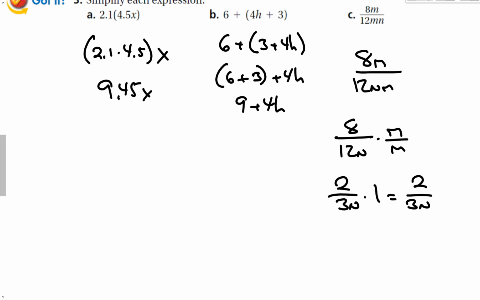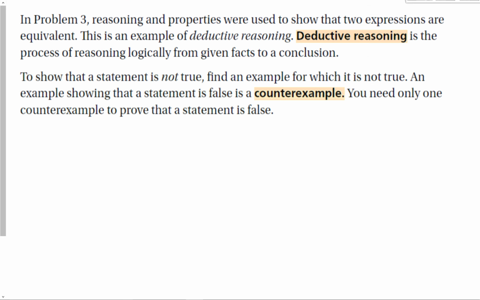So next, when we looked at that last problem, reasoning and properties were used to show that two expressions are equivalent. This is something called deductive reasoning. And deductive reasoning is the process of reasoning logically from the given facts to a conclusion, right? So you're deducing a conclusion. You're using the facts, you're getting an answer, you're getting a conclusion.